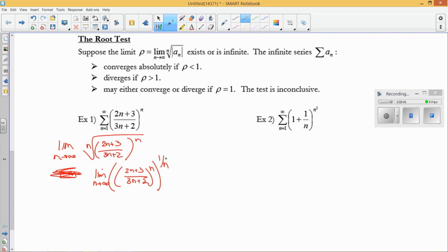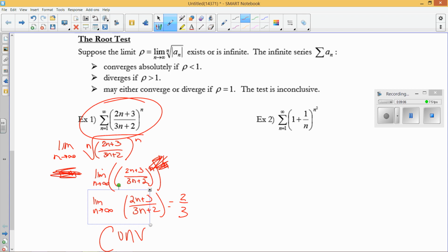So n to the 1 over n, these guys cancel out. So now I have the limit as n approaches infinity of 2n plus 3 over 3n plus 2, which, let's see, 2n plus 3, 3n plus 2, same degree, ratio of the coefficients, 2/3, less than 1, converges. So this big mess of nonsense is a series that converges. Ta-da!